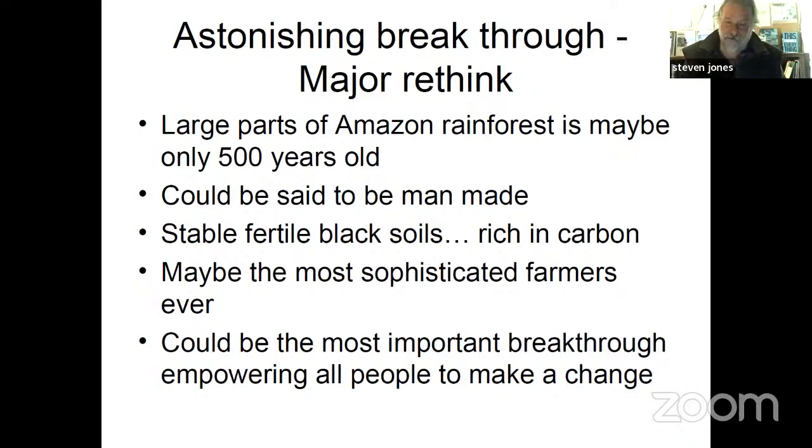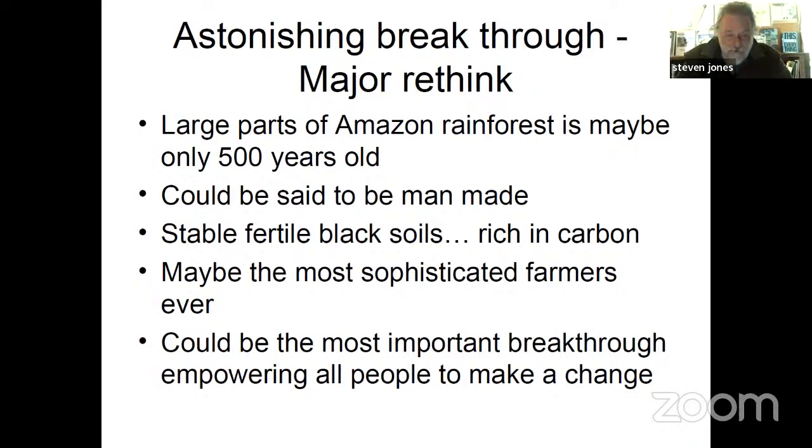One of the interesting observations is that in those areas of what we used to think was wild jungle, just a random association of plants, actually there's a proliferation of edible fruits. That's because what we're actually seeing is a managed food forest system that was maybe managed for thousands of years and is now gone wild because we lost the population. So large parts of the Amazon rainforest are maybe only 500 years old since the loss of these people. Parts of it could even be said to be man-made.